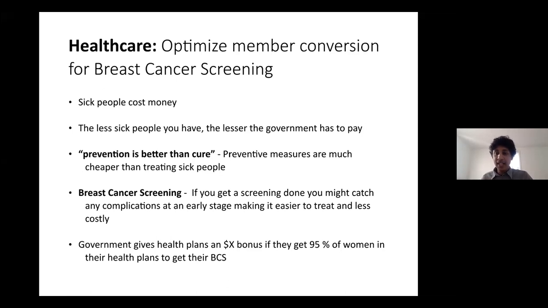So this gives a win-win-win situation, because if you get 95% of your women to get the breast cancer screening, it's great for the members, because they're preventing themselves from getting sick, or at least catching their issues earlier. It's great for the health plan because the health plan gets money, and it's great for the government because the government saves money. So it's a good system.